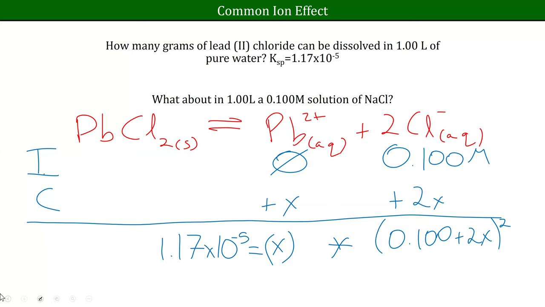Can we try to use the small x approximation with this one? You can, because we know x is not going to be that big, because you're already starting with so much chloride. So the amount of chloride that we're going to add to the system by dissolving lead chloride is probably going to be pretty small. We can't assume that x is zero though, or we just get zero equals Ksp. But we can assume that x is close to zero.